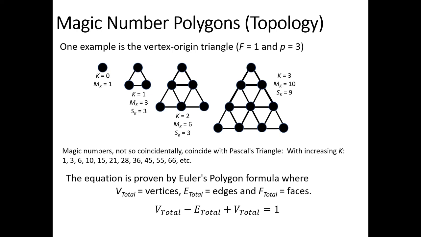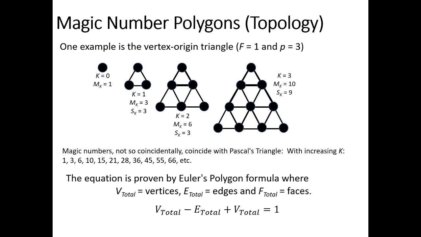Now, with increasing K, MK becomes 1, 3, 6, 10, 15, 21, 28, 36. Does that remind you of anything? Does that sequence remind you of anything? Think back to your basic algebra. Pascal's triangle, yeah, absolutely. Just beautiful.